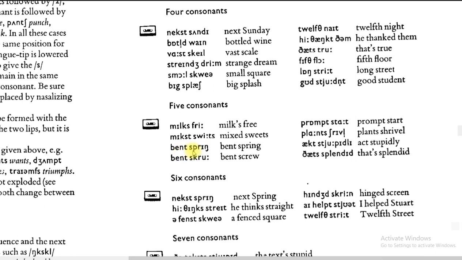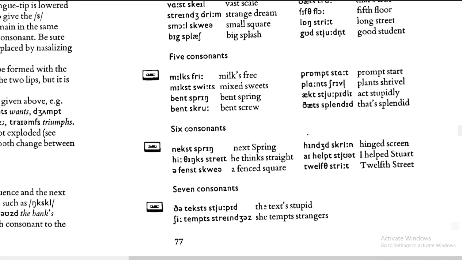Bent spring, bent spring, n, t, and the next word starts with s, p, r, 5 consonants in sequence. Bent screw, bent screw. Again, the first word ends with n and t, and the next word starts with s, k, r, so we have 5 consonants in sequence. الأمثلة اللي أقراها مو معناها مو مهمة، حاولوا بها أنتوا اسمعوها بالفايل الصوتي.